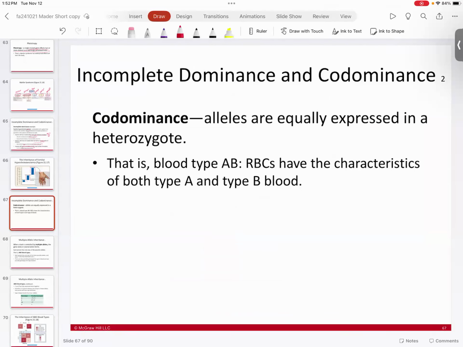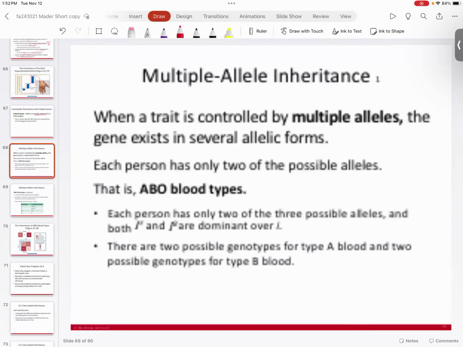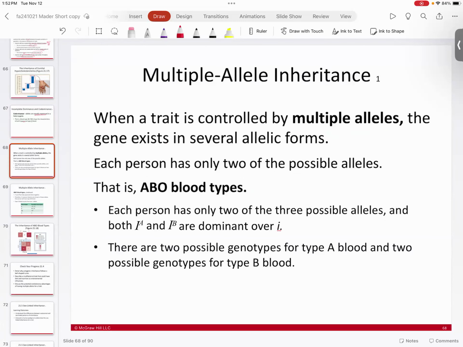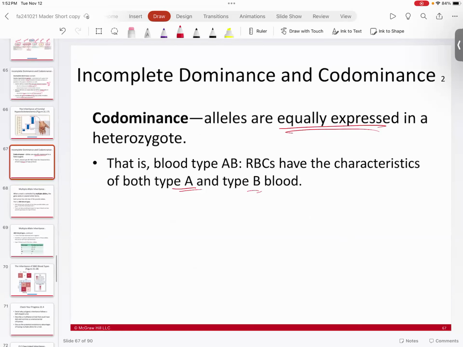So codominance is another kind of inheritance pattern. This is basically where the alleles are equally expressed with each other. The most common example that we use in genetics is the ABO blood group. So the red blood cells essentially have both an A type and a B type. And so as a result, these 2 are dominant to each other, right? So these are both dominant to each other.